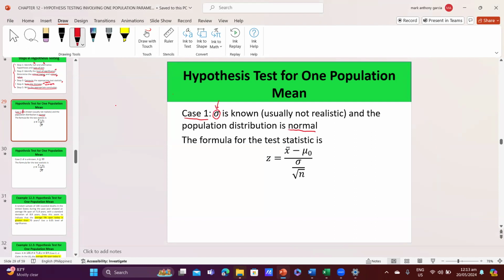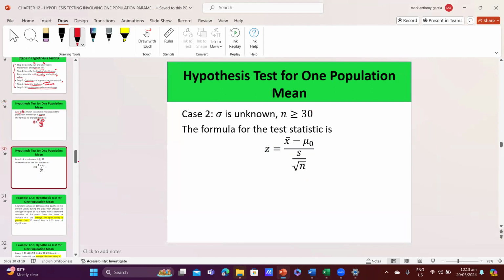So the formula for the test statistic value is Z equals the sample mean X bar minus the hypothesized value of the population mean divided by the standard error of the mean, which is given by the population standard deviation divided by the square root of the sample size.